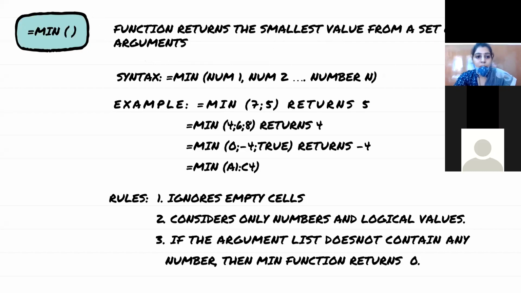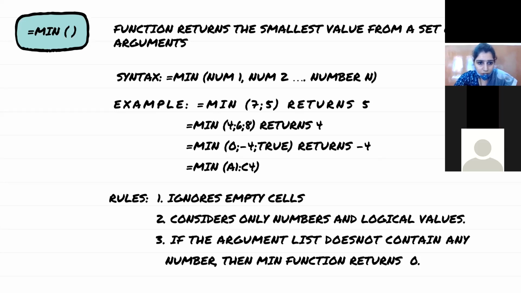Next is MIN and MINA. Similarly, like in MAX, we found the largest value with the help of the MAX function, when you want to find the smallest value, the lowest value, the MIN function is used. For example, MIN 7 semicolon 5 will return 5 because 5 is the lowest value in the range. MIN 4, 6 and 8 will return 4 as 4 is the smallest value in the range.